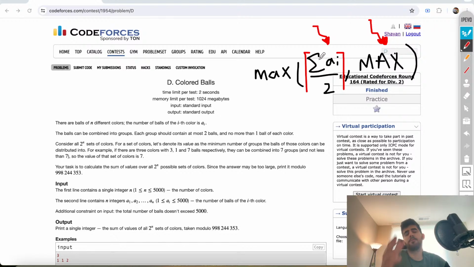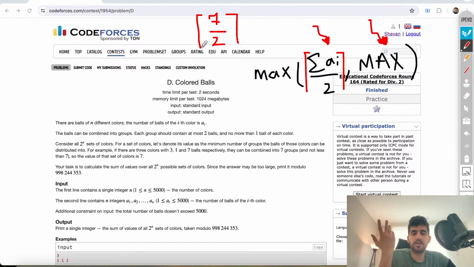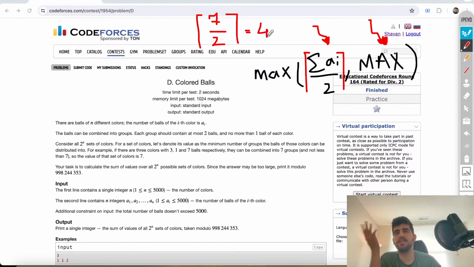this value is the sum of the numbers divided by 2 because we need at least that many. For example, if we have 7 numbers, then we need 7 balls. We know that each group has 2 balls, so we need at least 7 divided by 2 groups. So the answer is greater than or equal to the ceiling of this, which is 4. If we have 3 groups, each of them can contain 2 balls, so we cannot have 7 balls in total.